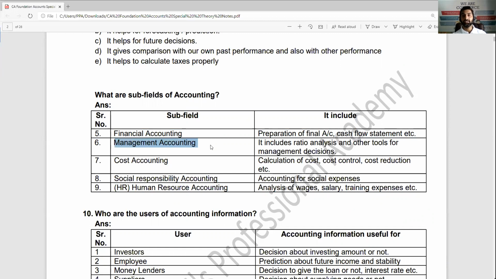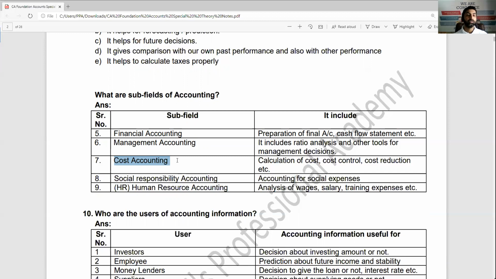Management accounting is one step ahead of financial accounting. When the financial accounting gives data to you, you use it properly, and then it is to be used for further decision making and taking big decisions. That is management accounting. Cost accounting is out and out related with costing.